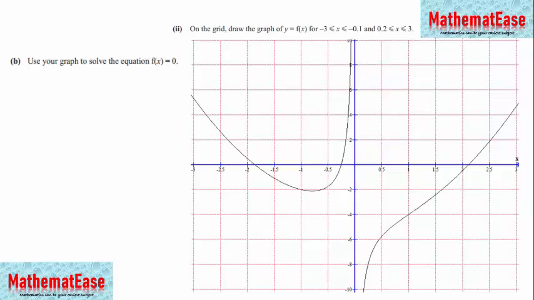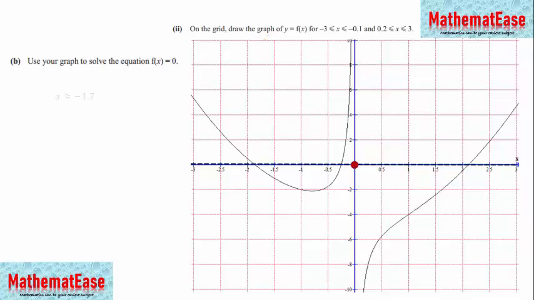Now the question says use your graph to solve the equation f of x equal to 0. Remember, I said f of x is the same as y. Where is y equal to 0? y is equal to 0 at the origin. At that point, I will just have my horizontal line. You look at this line, it touches the curve on 3 points. It touches it here.